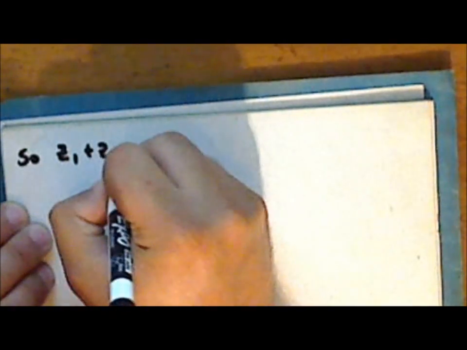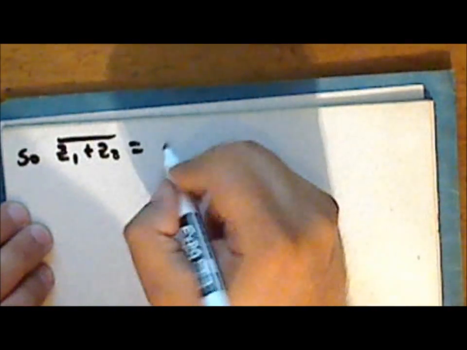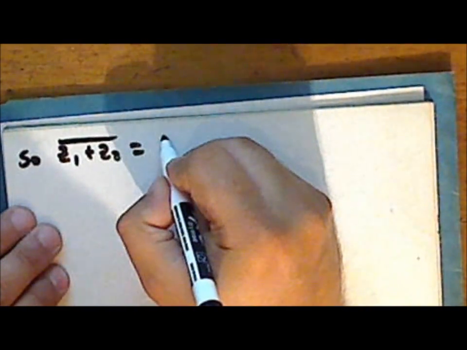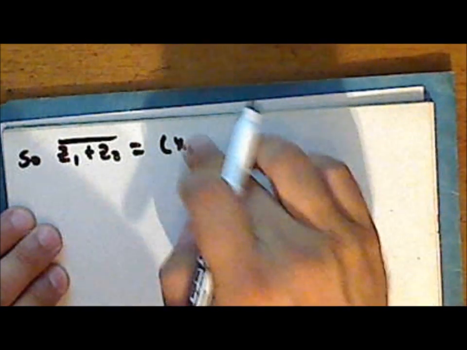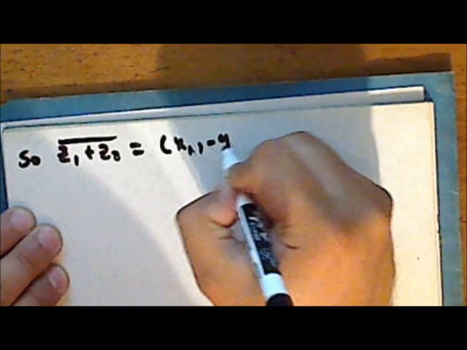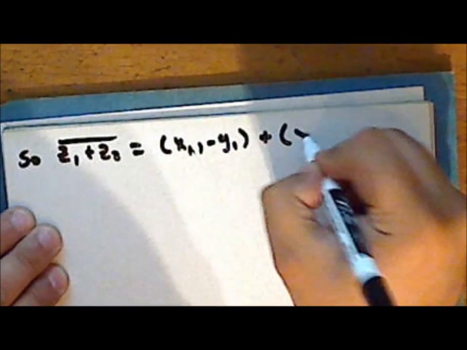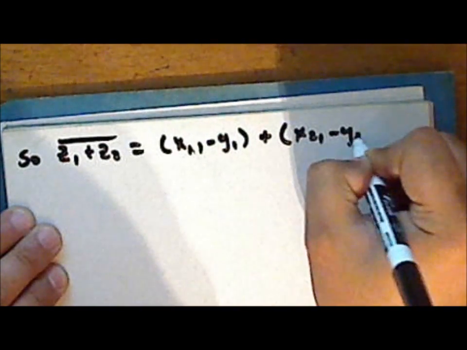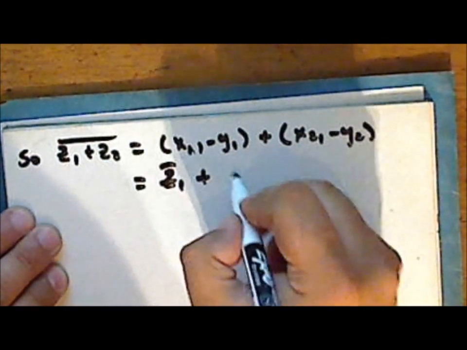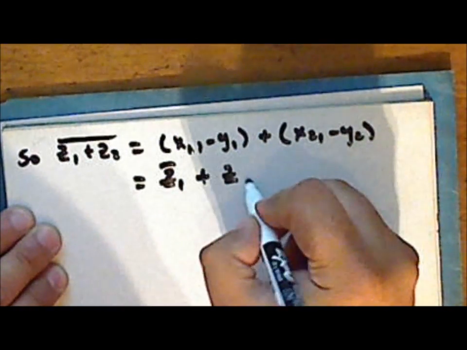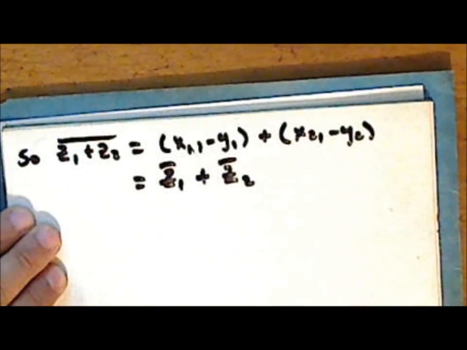And so the conjugate of the sum is, once again, the ordered pair (x1, -y1) with (x2, -y2). This is the conjugate of z1 in the sum with the conjugate of z2. All right?